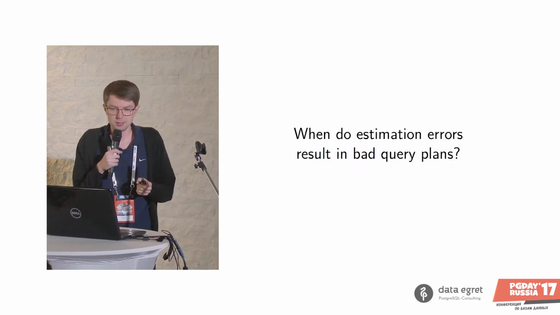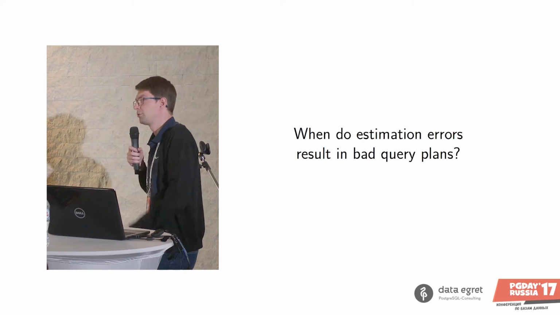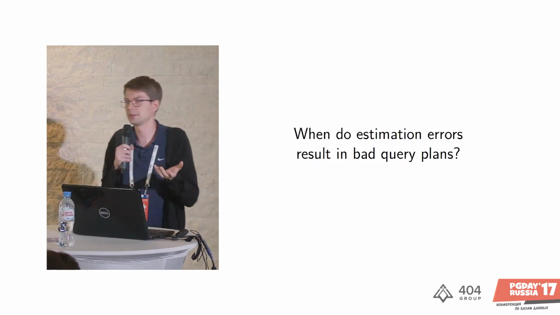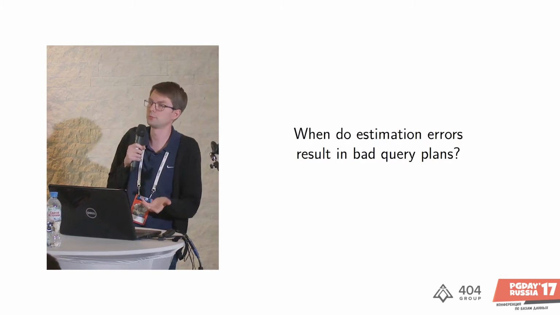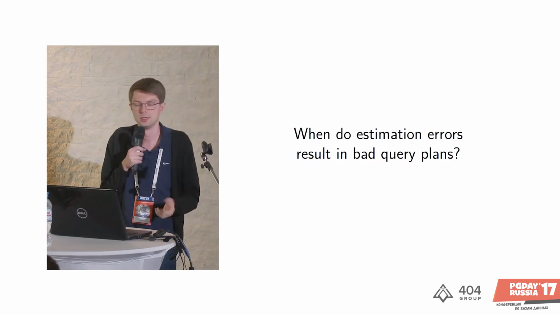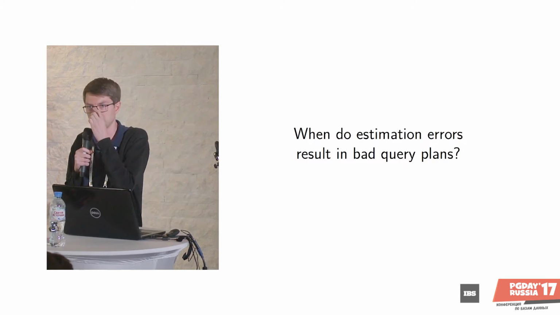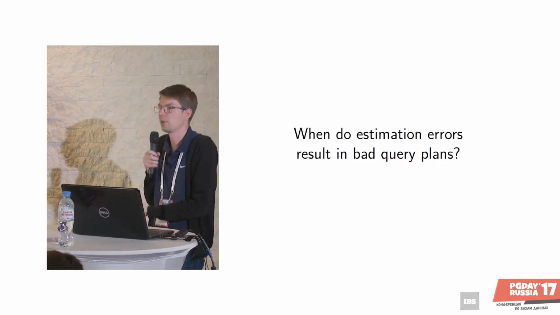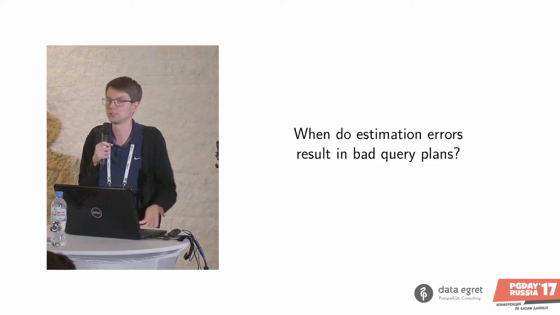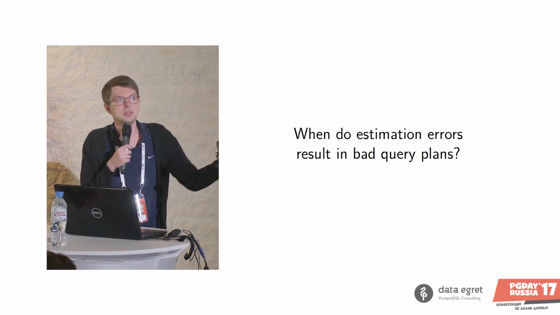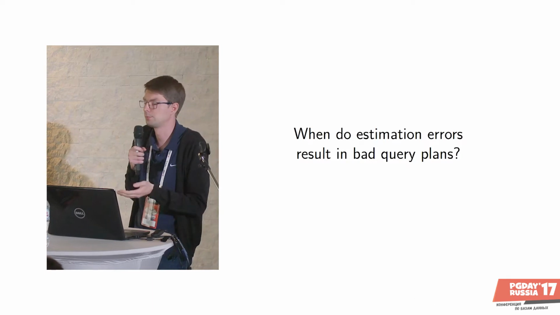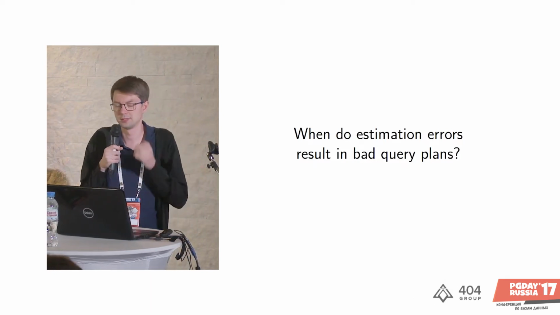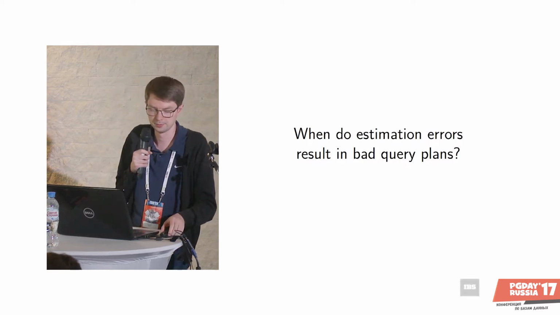Now, it still doesn't mean that you get bad plans all the time, right? Because maybe these errors cancel out, or maybe they're systematically all in the same trend, so it doesn't really matter. So the second question that we want to answer here is, when do these estimation errors actually result in bad plans? Because that's what the user is interested in. He doesn't care about these estimations, because he usually doesn't see them at all. But what matters is query performance, right?